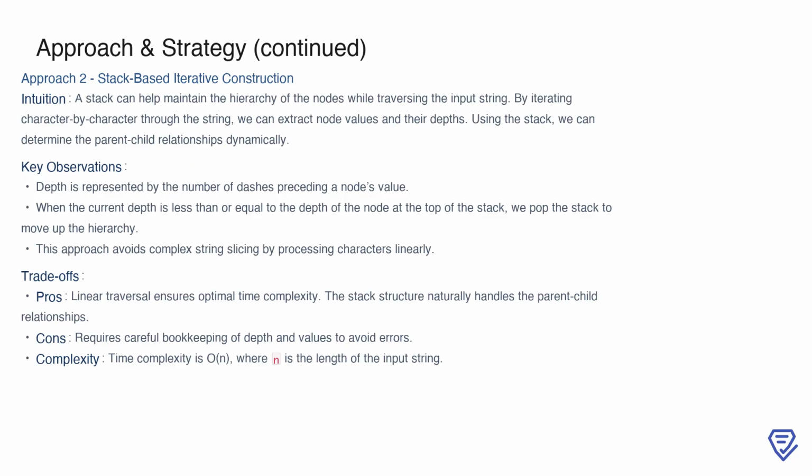The core idea is that when the depth of the current node is less than or equal to the depth of the node on top of the stack, we pop the stack to move up the hierarchy until we find the appropriate parent. This eliminates the need for complex string slicing and enables us to process the input string linearly. The main advantage of this approach is its optimal time complexity of O(n), making it scalable for large inputs. However, it requires careful management of depth and values to ensure the tree is constructed accurately.